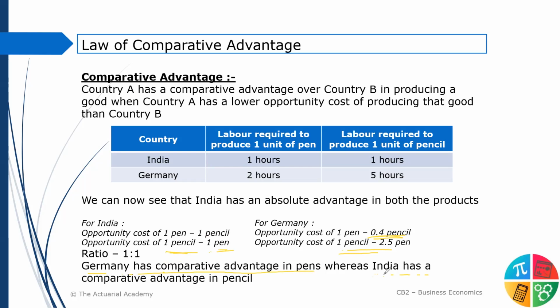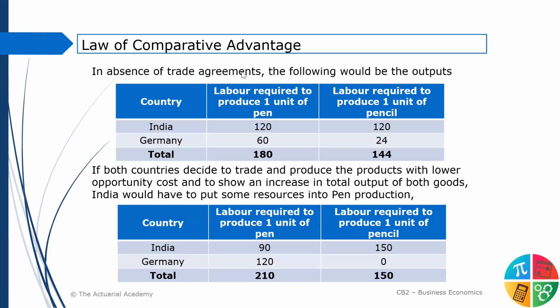So now, what will happen if we move on to the trade agreements. Again, the same thing: if the countries trade and if the countries do not trade, what would happen? This is the example where both countries are not trading. Like in the previous example, both countries have 240 total manufacturing hours, total labor hours. From 240, if they split 50-50, India can produce 120 pens, 120 pencils. Germany, in the other case, can produce 60 pens and 24 pencils, leading to the total output.